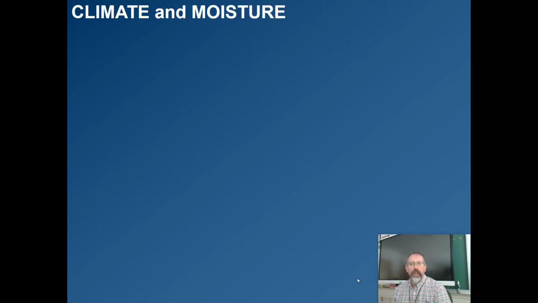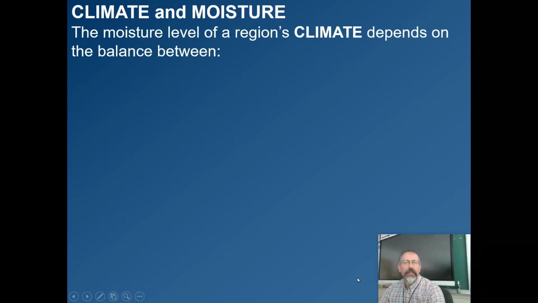So, climate and moisture. Temperature is only part of it when it comes to climate. You have to consider how much water is available. Now, it gets a little interesting here because how much water you get is only part of it. You'd think, oh, I get lots of rain, so therefore I'm a wet climate, but not necessarily.